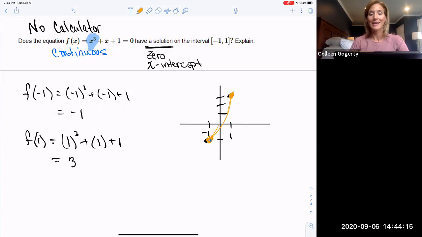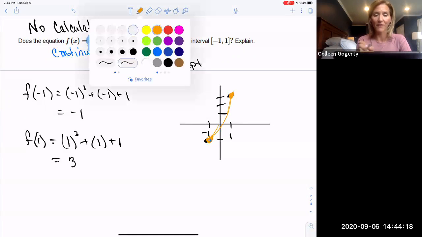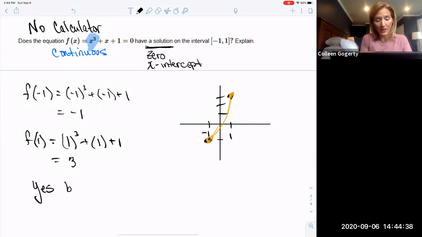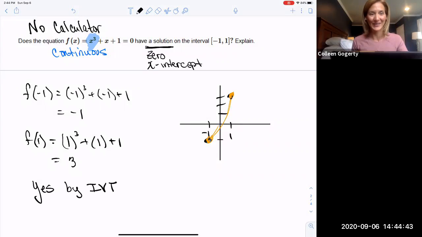The answer is yes. We will have to have a 0 somewhere in order to connect this point to this point. But I don't know where it's going to be, okay? I can't even guarantee the range. So how do we say this? So we do know the answer will be yes, okay? And we know it because of the intermediate value theorem, okay?